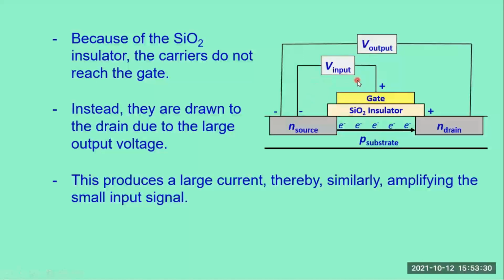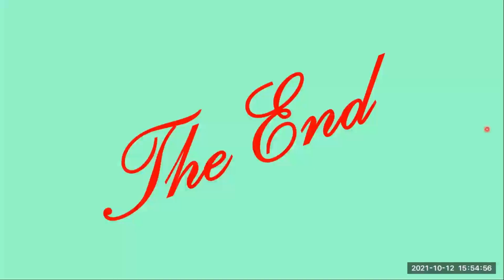So a small input signal induces the movement of these charge carriers from the source towards the gate. By varying this input signal, we're able to vary the number of carriers that are able to reach the drain and thus regulate the output signal and also amplify that output, similar to what we saw with the other type of transistor. So this marks the end of our discussion on the electrical properties of materials.